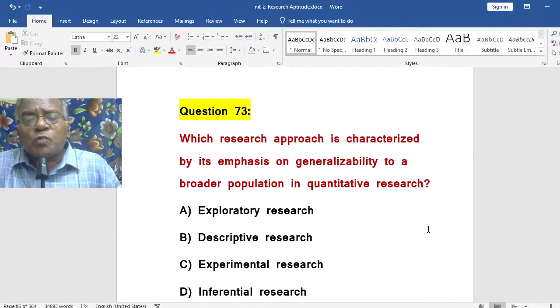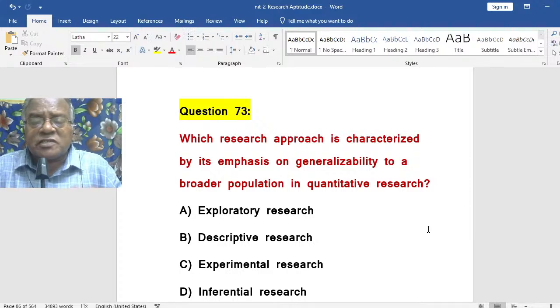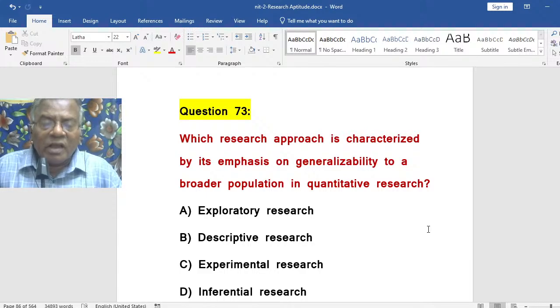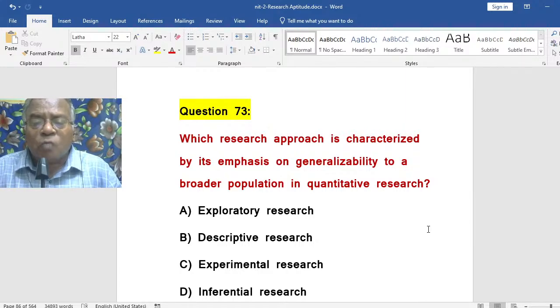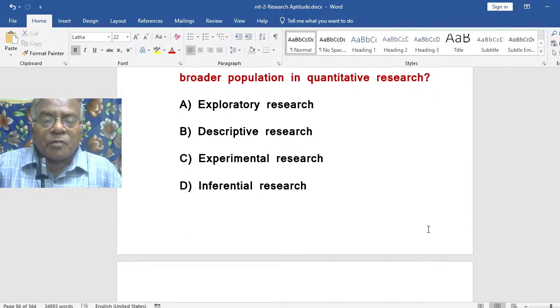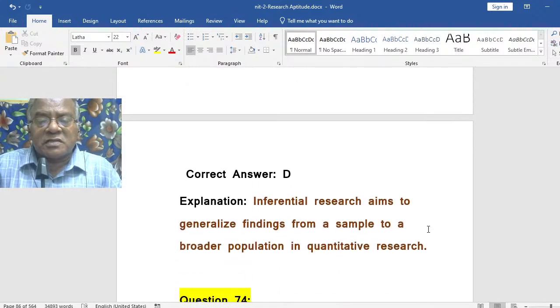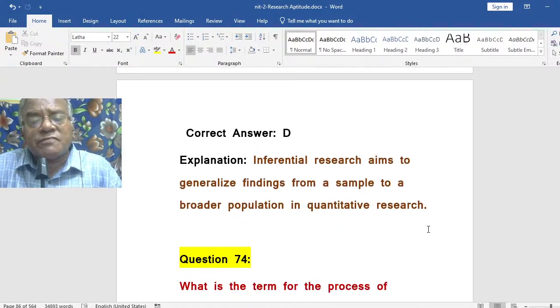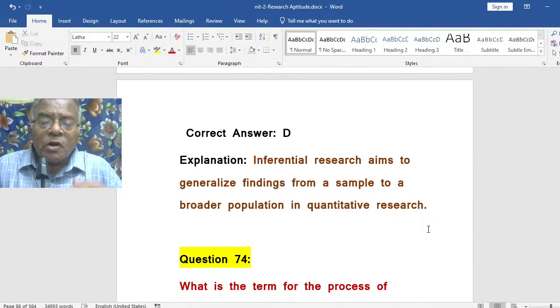Which research approach is characterized by its emphasis on generalizability to a broader population in quantitative research? Of course, D. Inferential research. Inferential research aims to generalize findings from a sample to a broader population in quantitative research.